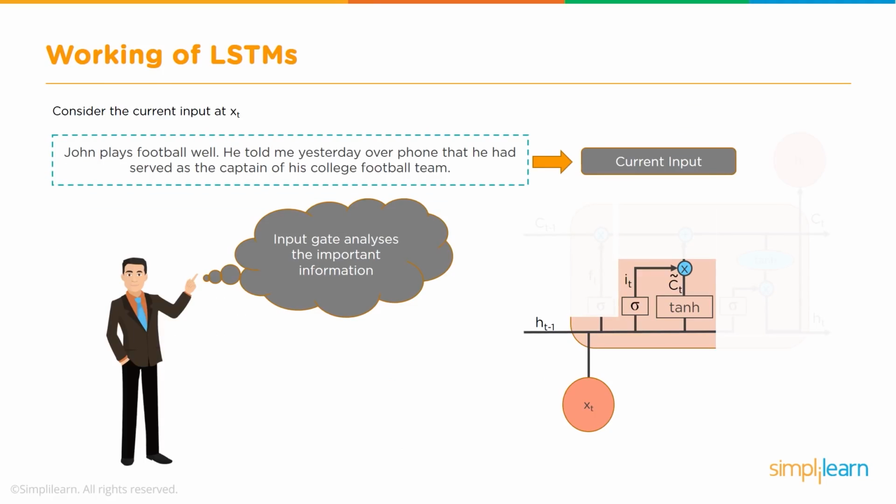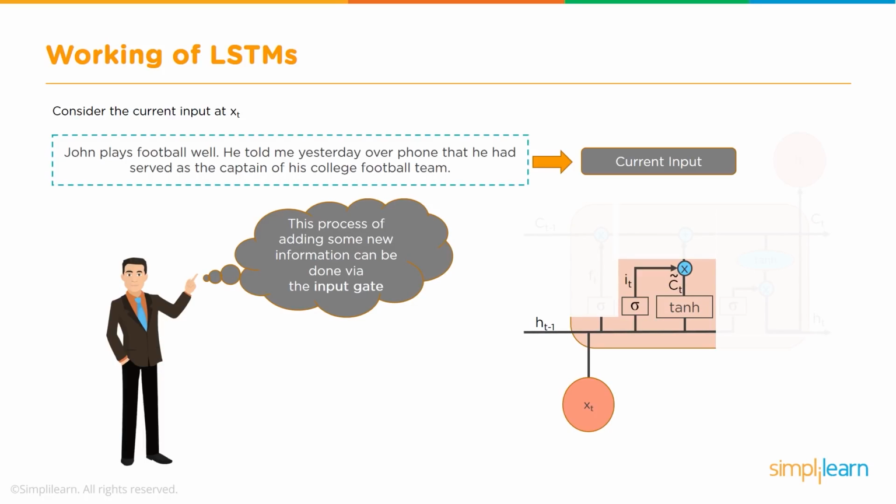Let's take a quick look at what this looks like from the human standpoint as I step out of my suit again. Consider the current input at x of t. John plays football well. He told me yesterday over the phone that he had served as a captain of his college football team. That's our input. The input gate analyzes the important information. John plays football and he was a captain of his college team is important. He told me over the phone yesterday is less important, hence it is forgotten. This process of adding some new information can be done via the input gate.